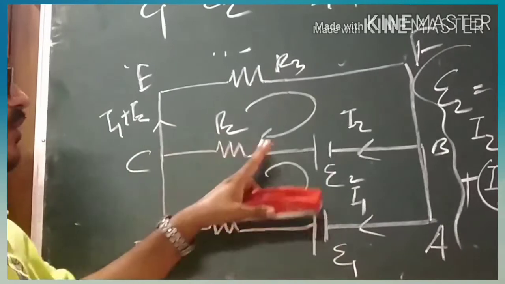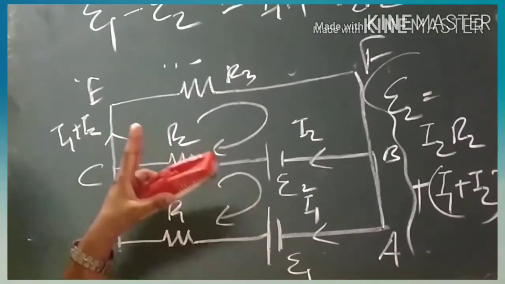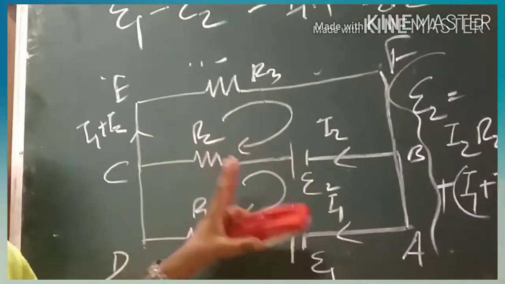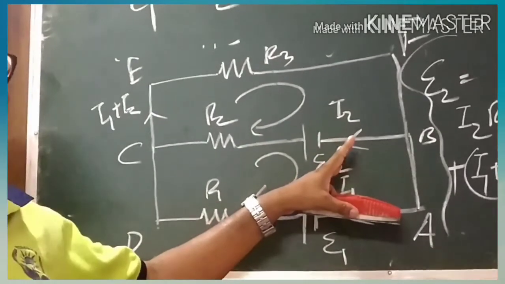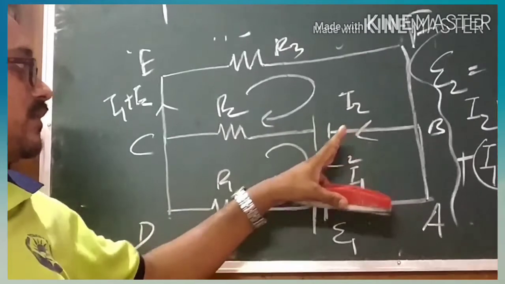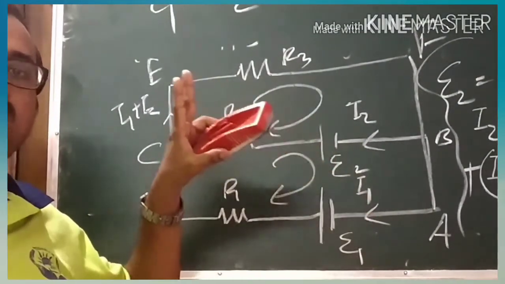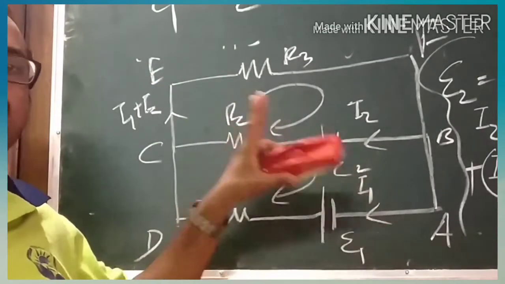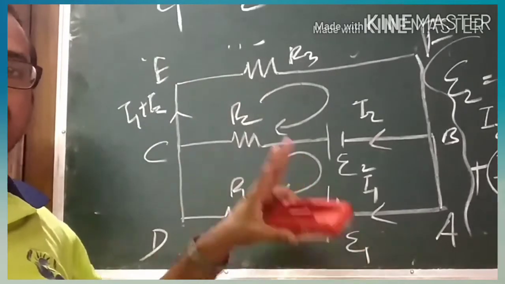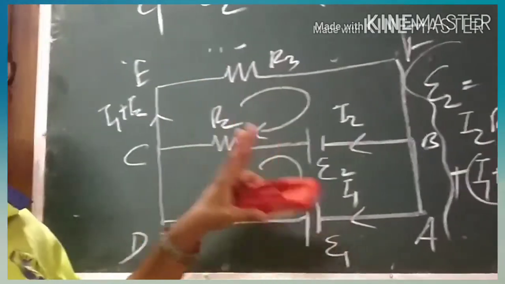Now, the product of the current and the resistance is taken to be positive when the direction of the traversal and the direction of the current are in the same direction. When they are in the opposite direction, the product is taken to be negative. When the direction of the traversal and the direction of the current are opposite to each other, the product I2 R2 is chosen to be negative.